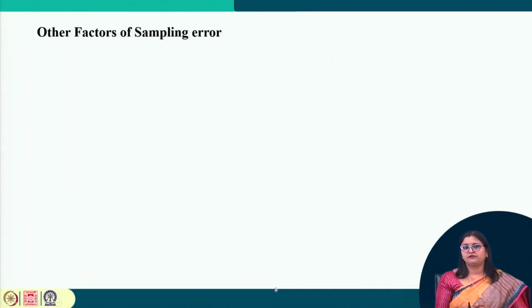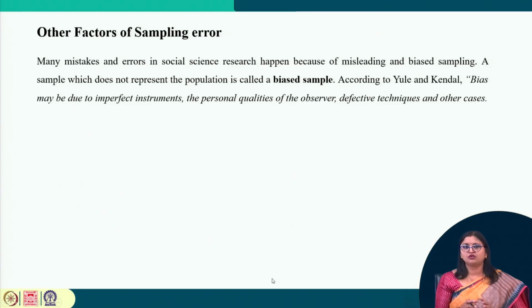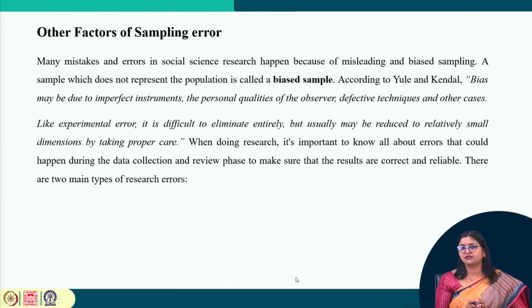Other factors of sampling errors are also there. Many mistakes and errors in social science research are due to misleading and biased sampling. A sample which does not represent the population is called a biased sample. According to Yule and Kendall, the bias may be due to defective instruments, the personal qualities of the observer, or defective techniques and other causes due to which biased sampling comes about.